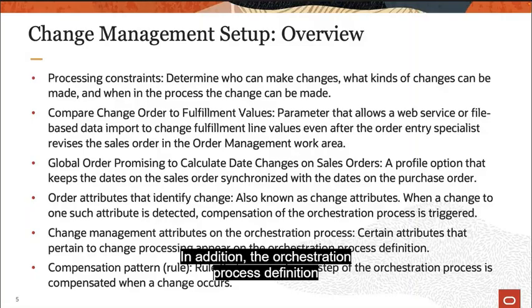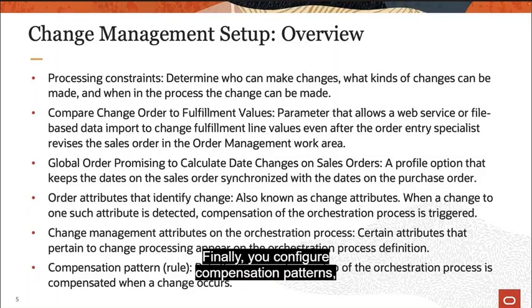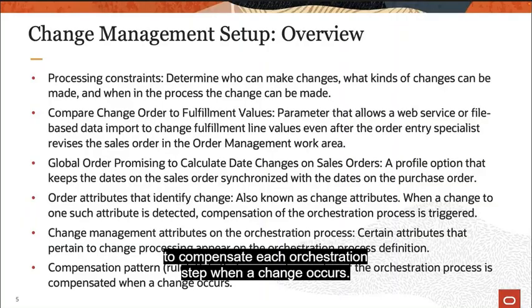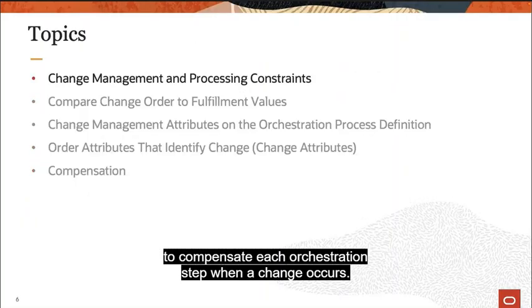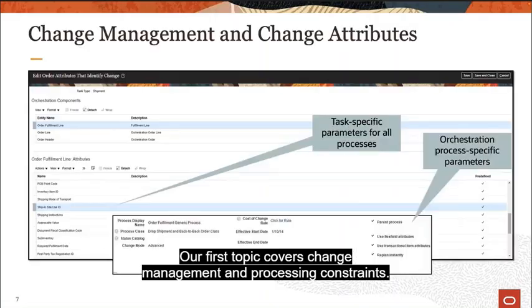In addition, the orchestration process definition includes specific change management attributes that control how change processing behaves. Finally, you configure compensation patterns, which are the rules that tell order management how to compensate each orchestration step when a change occurs. Our first topic covers change management and processing constraints.